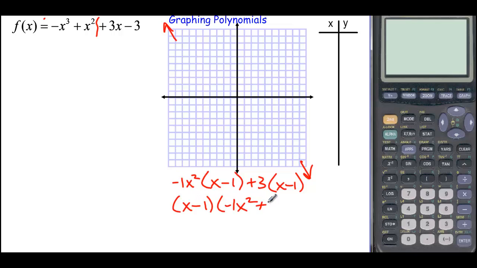So this is what it looks like right now. We don't want to lead with a negative, so I want to put the negative out front. And we've seen that before in our factoring, and it looks something like this.